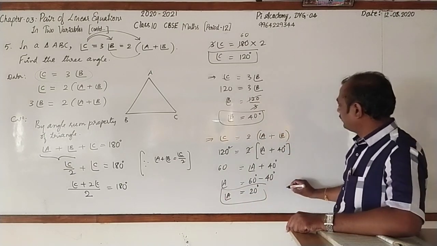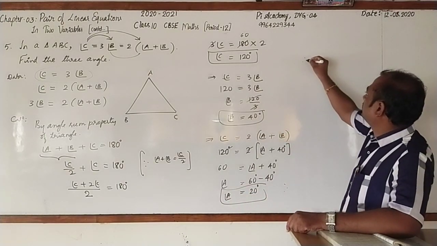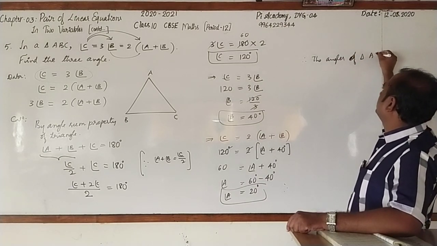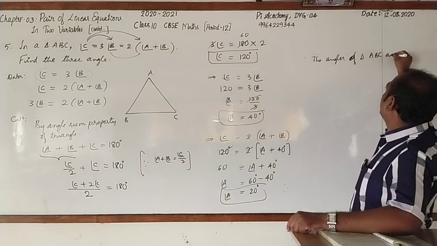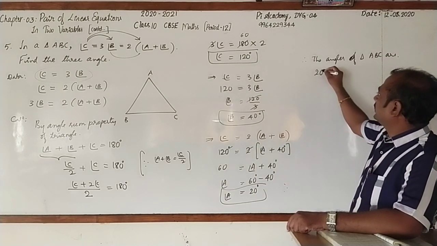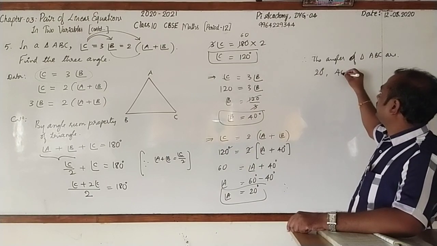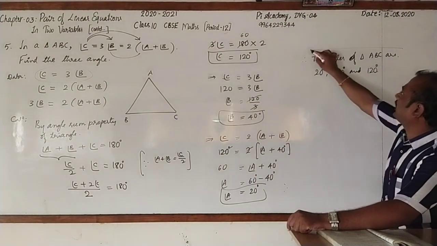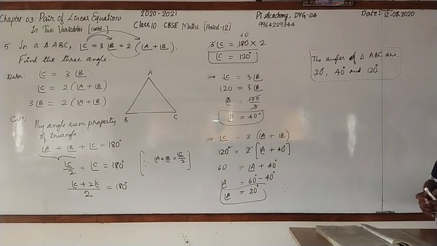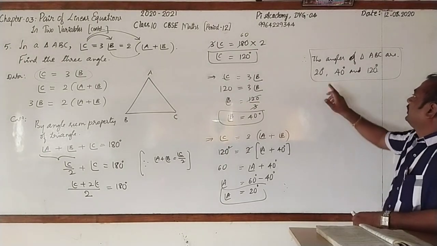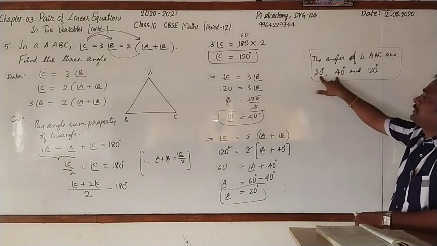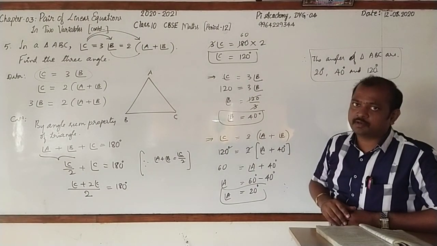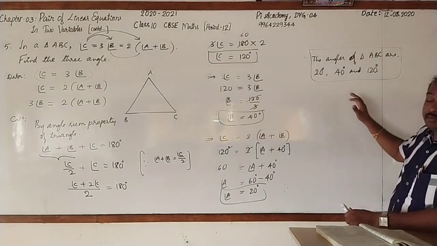Yes. Therefore, the angles of triangle ABC are: what is angle A? It is 20 degrees. Angle B is 40 degrees, and angle C is 120. What should be the sum of interior angles of a triangle? It should be 180 degrees. Then just add 20 plus 40 plus 120. 20 plus 40 is 60. 60 plus 120 is 180. Clear?